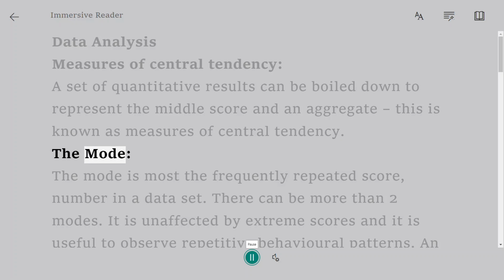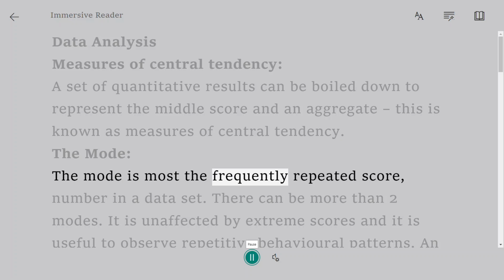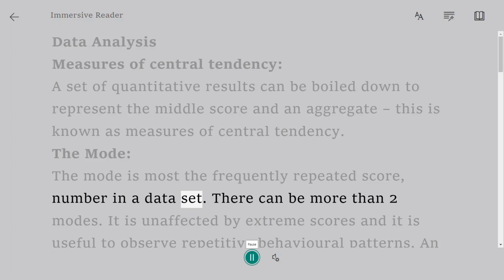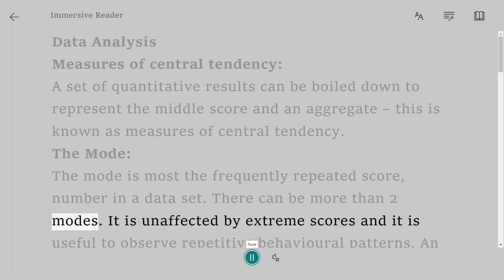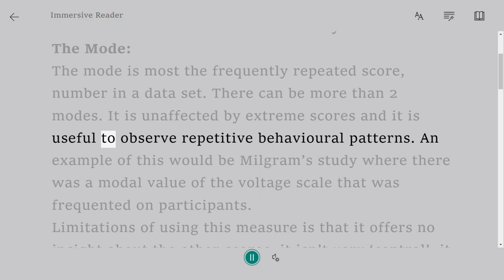The mode. The mode is the most frequently repeated score number in a data set. There can be more than one mode. It is unaffected by extreme scores, and it is useful to observe repetitive behavioral patterns.